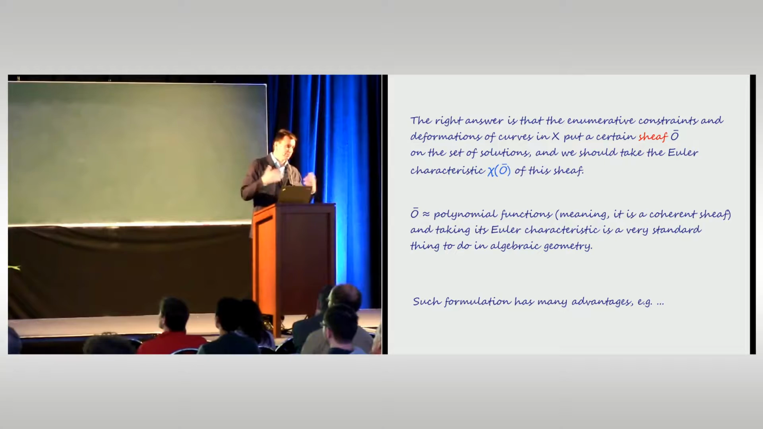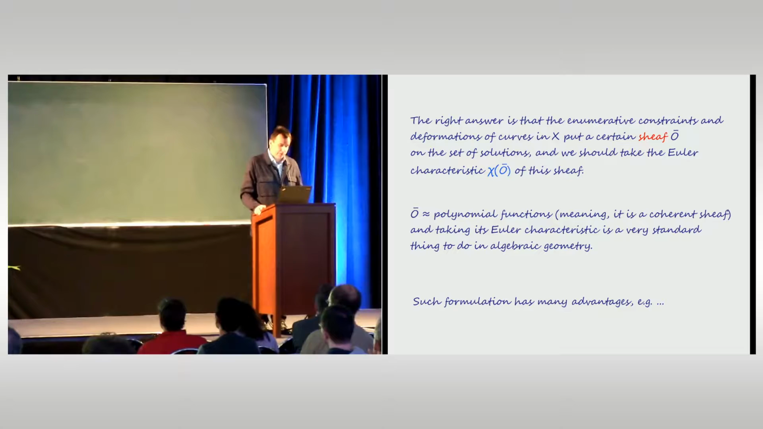you have some moduli problem for objects you want to enumerate. You impose your enumerative condition, and the geometry of the objects you're trying to enumerate with that condition defines a certain coherent sheaf on this topological space, in this case on P1. And what you should be doing is computing the holomorphic Euler characteristic of that sheaf. That sheaf is roughly like regular functions or holomorphic functions, meaning it is a coherent sheaf, and it's a very standard thing in algebraic geometry to take a sheaf and compute its Euler characteristic.